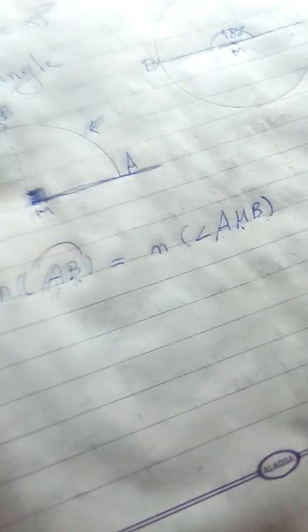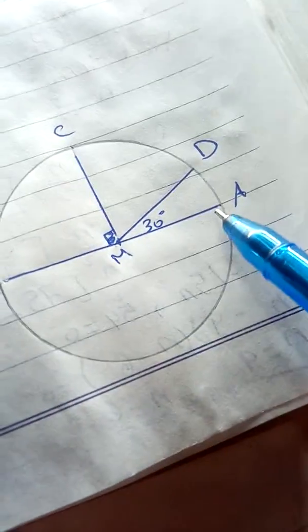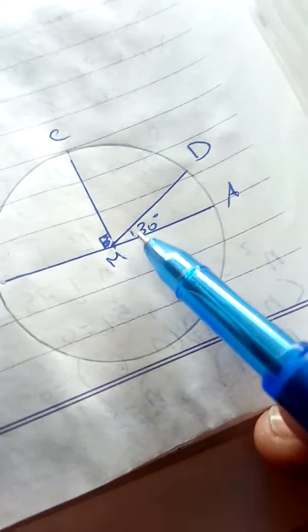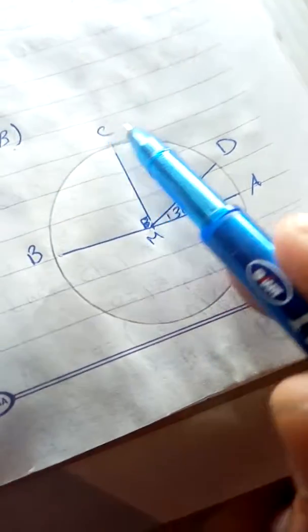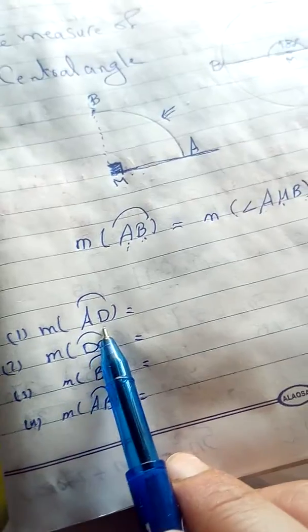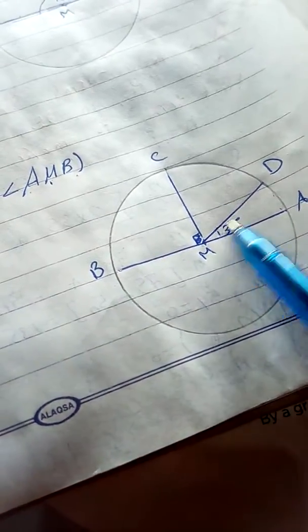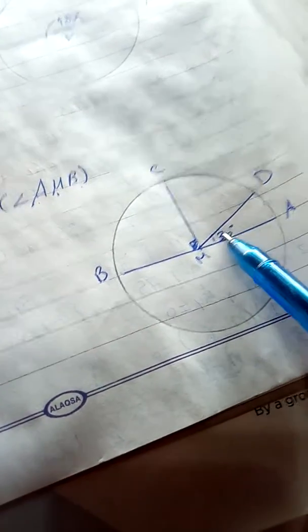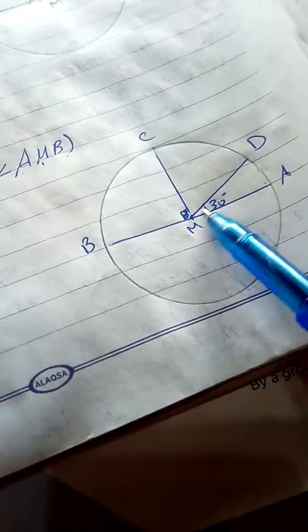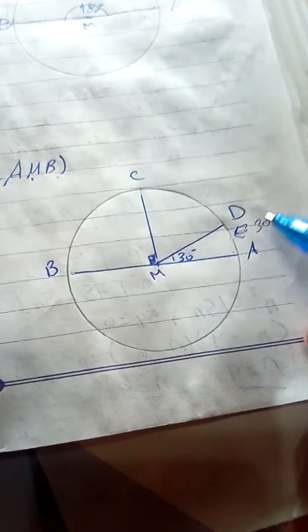تعال نشوف exercise. In this figure we have measure of angle AMD is 30 degrees and CMB is a right angle. Calculate, number one, the measure of arc AD. The measure of arc AD equals the measure of the central angle subtended by the arc AD. So measure of arc AD equals measure of angle AMD equals 30 degrees. يبقى the arc AD is 30 degrees.